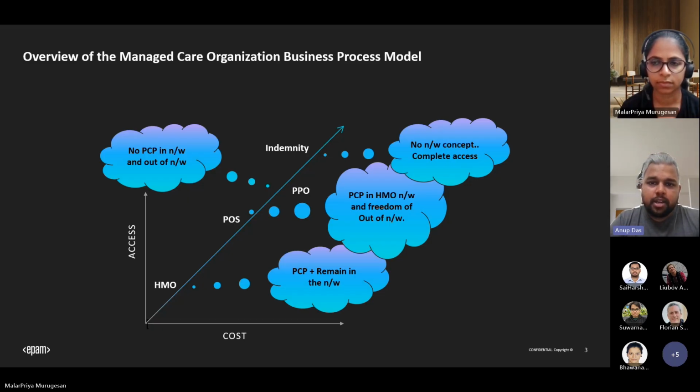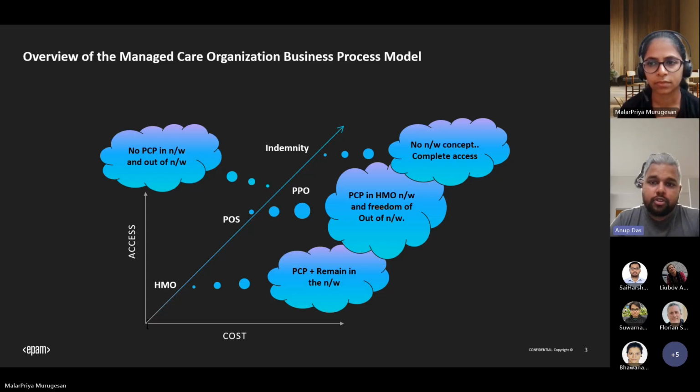As we can see, the higher you go up with the access, the more cost is obviously coming from the members or the providers, and the more access you have in the claims for all the services that you are taking in hand. Now, for example, you can see for HMO, which is, I'm sorry, HMO, which is basically health maintenance organizations.